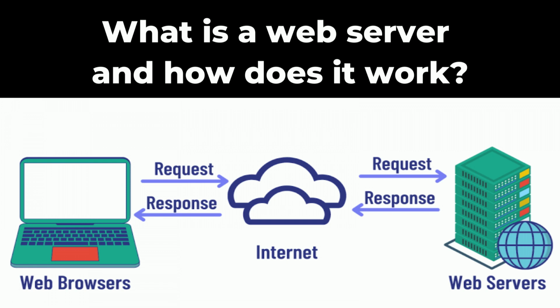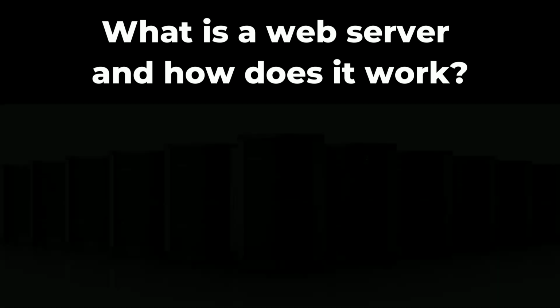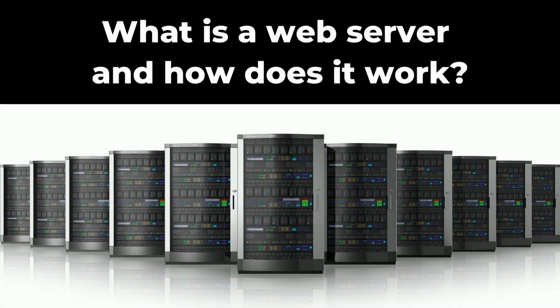Here is a simplified overview of how a web server works. 1. Client sends a request. When a user enters a website's URL or clicks on a link, their web browser sends a request to the web server hosting the website. 2. Server receives the request. The web server receives the request and interprets it to understand which resource the client is requesting.